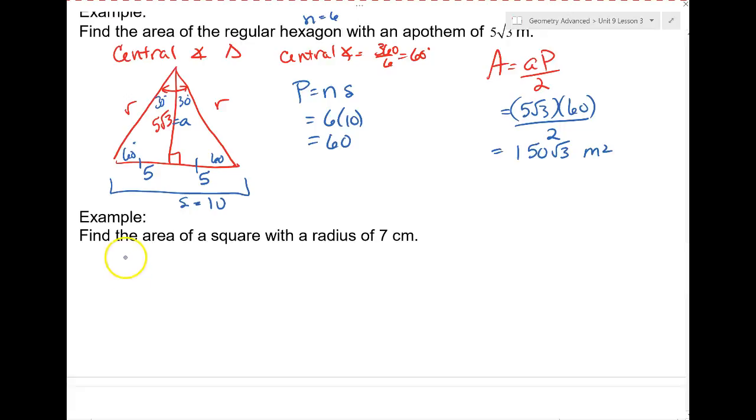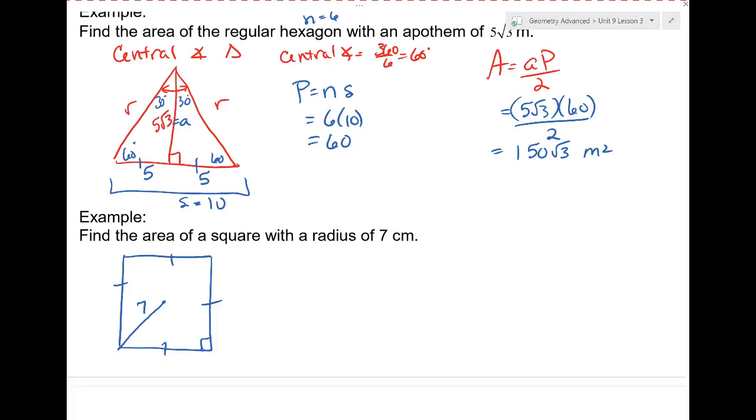All right, now this one says find the area of a square with radius 7 centimeters. Now, guys, when you draw this out, I want you to know a square is pretty versatile, correct? We know a lot about a square. We know it's a parallelogram, we know it's a rhombus, we know it's a rectangle. Look at me right now. Do not use apothem times perimeter over 2 to find the area of a square. Don't waste your time. Don't do it.